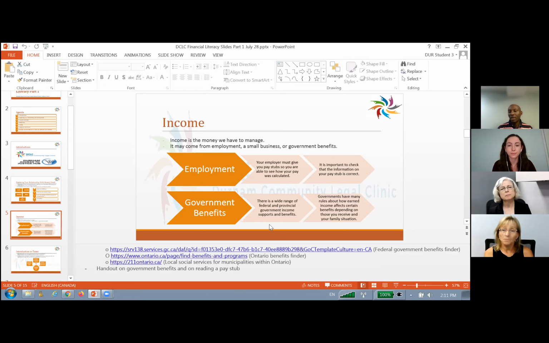So we have a wide range of federal and provincial government supports and benefits. And we have many rules regarding these benefits that you might take advantage of so that you can boost your income, depending on your individual and family situation. For more information, if you need specific information about yourself, you can get in touch with us. Lisa will be sharing her email address.